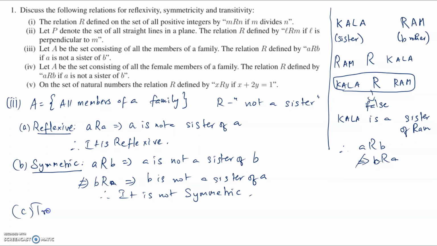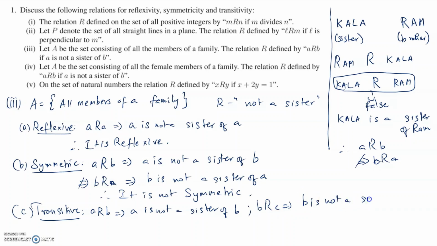The last is transitive. Again, A related to B would mean A is not a sister of B, and let's say B related to C would imply B is not a sister of C. Now this need not imply A related to C. Therefore, it is not transitive.